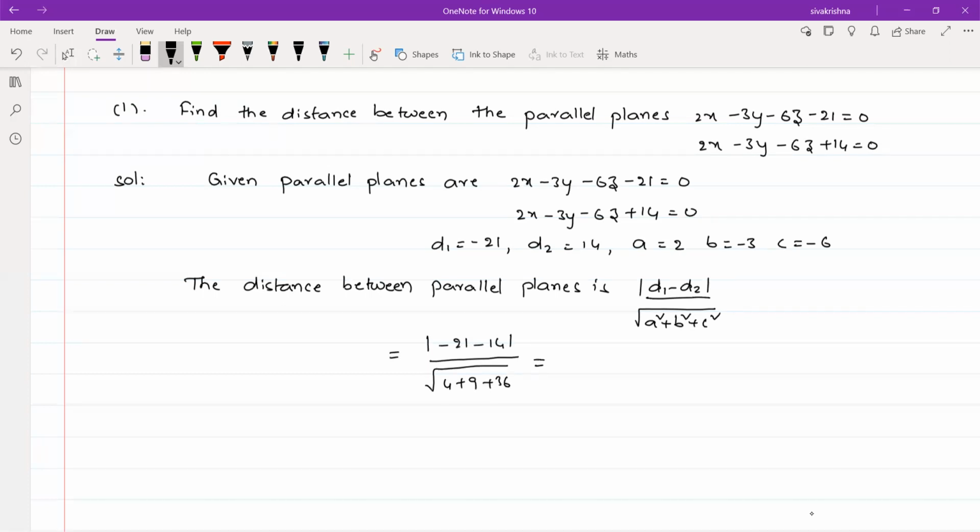So this is equal to modulus of minus 35 by root 49. So modulus of minus 35 means we get 35 by root 49, which is 7. It means we get 5. So the distance between the two parallel planes is 5. Okay, 5 units. So coming to the second problem.